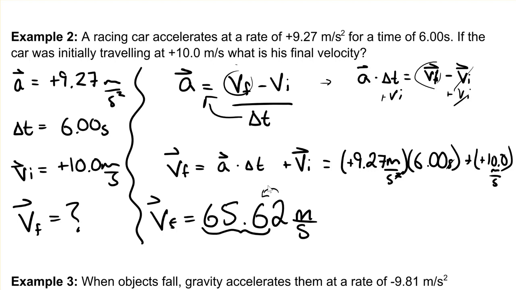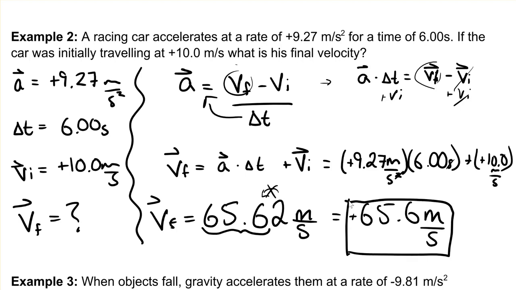Are we going to round up or are we going to stay? We're not going to round up. So we are going to have this at 65.6 meters per second positive. 65.6 meters per second. Woo! That's what I'm talking about.